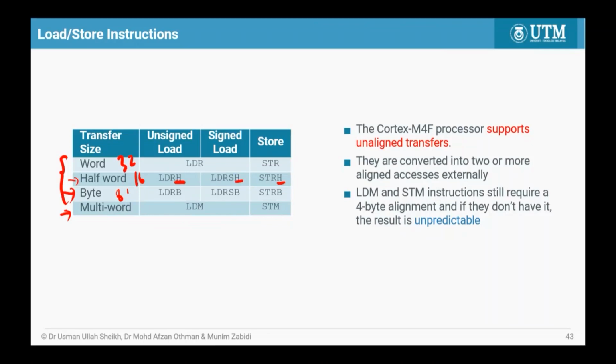Meanwhile, for a byte, which is 8-bit, the instruction to load an 8-bit number is LDRB. This is for unsigned, and for signed, you can use LDRSB. Store is STRB. So every time you see the B at the end of the instruction, it means that you're going to move data with an 8-bit size.